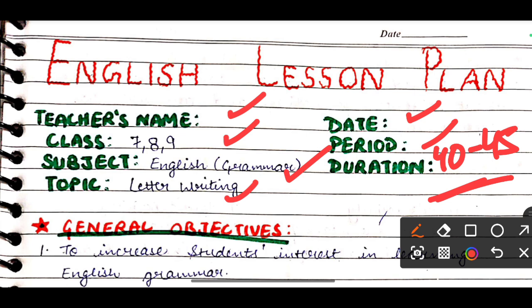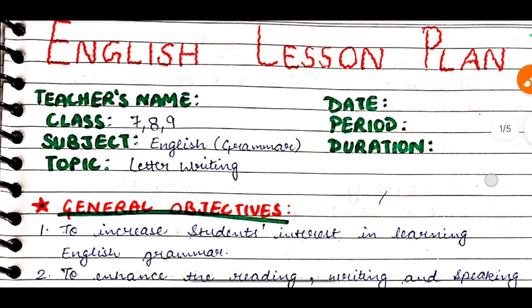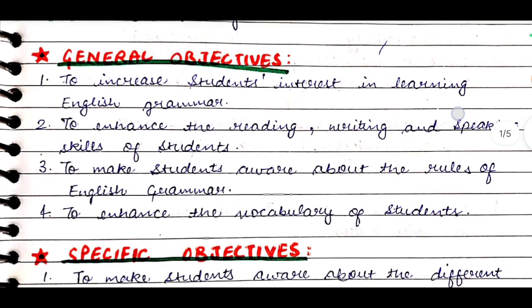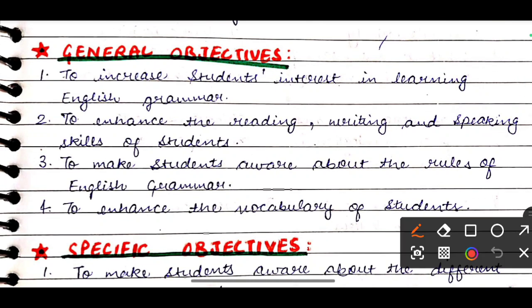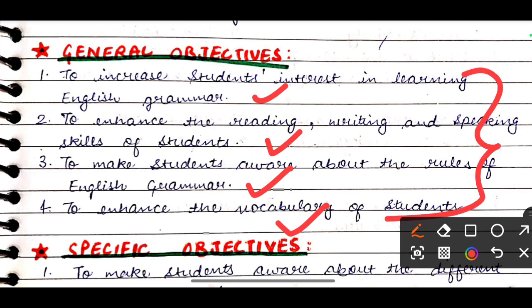The first heading would be general objectives. General objectives are related to the subject that we are teaching, like what are your objectives of teaching English grammar. I have written the first one is to increase students' interest in learning English grammar. Second is to enhance the reading, writing and speaking skills of students. Third is to make students aware about the rules of English grammar. Fourth one is to enhance the vocabulary of students. You can use all these general objectives in every English grammar lesson plan, so you can copy them.